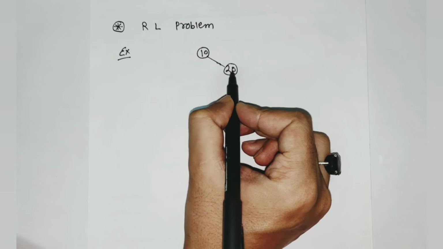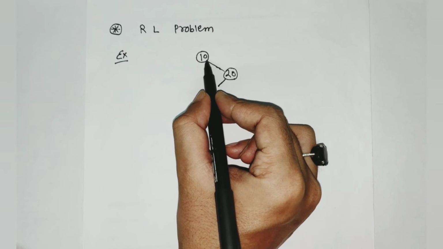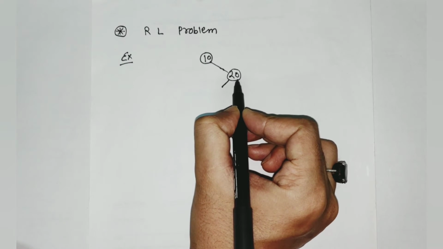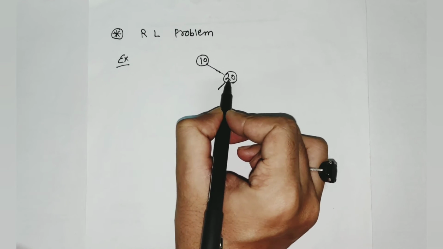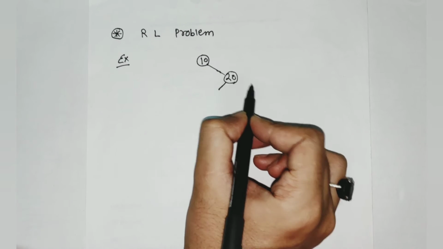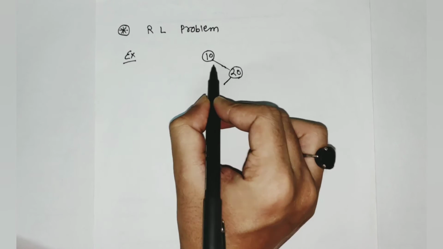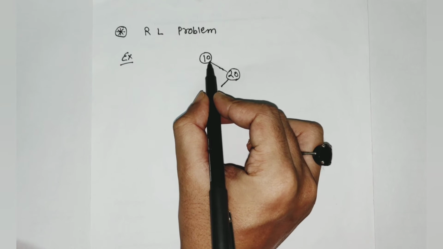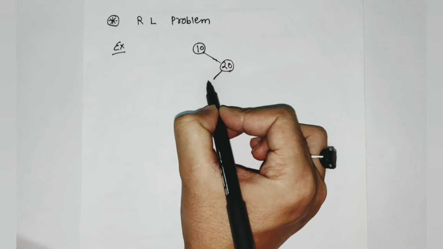After that, suppose we want to insert 25. So 25 is greater than 10 and greater than 20. So we will not take 25, we will take 15, otherwise it will be an RR problem only. So we will take 15. So 15 is greater than 10 and less than 20. So 15 will come here.